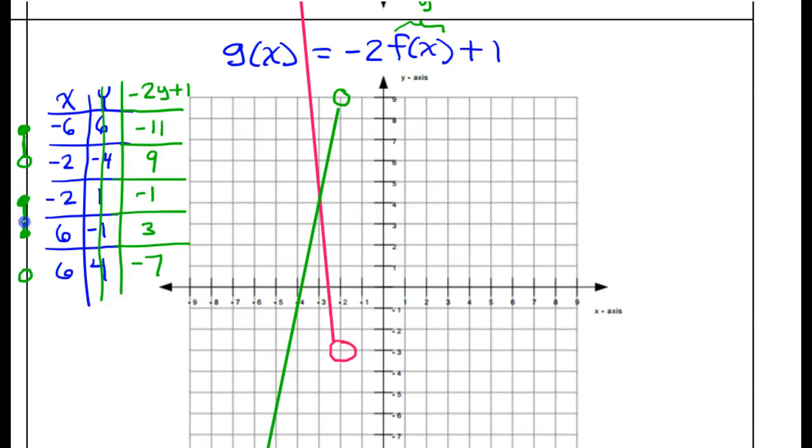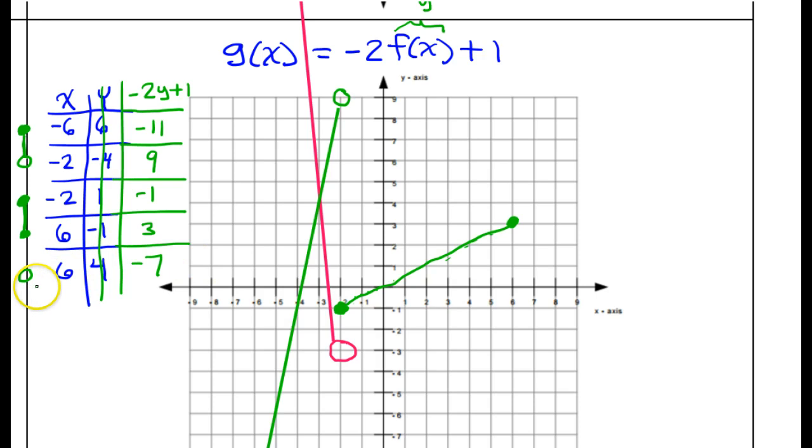Alright, both endpoints are closed circles, but I've got -2, -1. So I've got the closed circle right here. And then I've got 6 comma 3, another closed circle right here. I'm going to try to do this one by hand, maybe. Okay, so that's the second piece of the piecewise function.